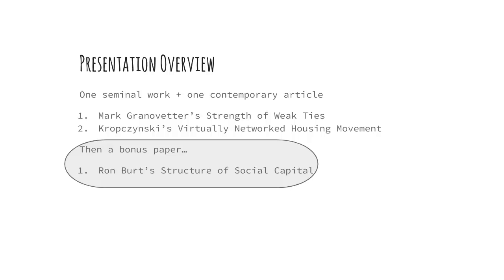I selected Mark Granovetter's Strength of Weak Ties as a seminal work, and I paired this with Kropczynski's Virtually Networked Housing Movement paper. Then, as a bonus, which was not at all required but born out of my own enthusiasm for this class, I shared a few notes on another seminal work, which is Ron Burt's Structure of Social Capital. I'll describe the two seminal works first, and then I'll discuss the Virtually Networked Housing Movement paper.